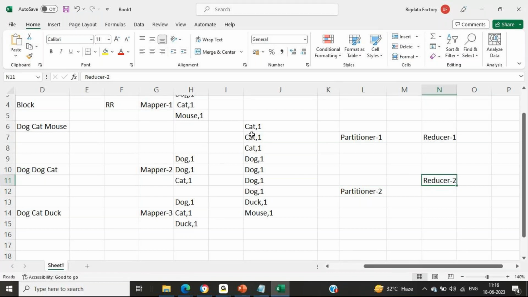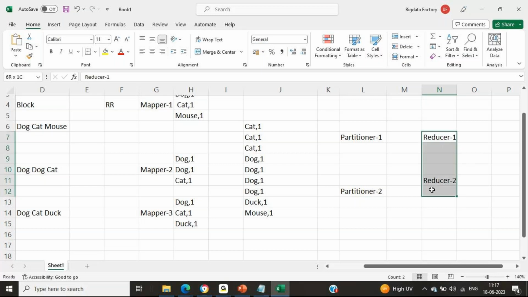Over here we were having cats, dogs, duck and mouse. These are distributed among different machines, but now it has been given to a single machine only for the functionality, for having the final output. So that's why we call it the poor person. We are not having the benefit of parallelism.